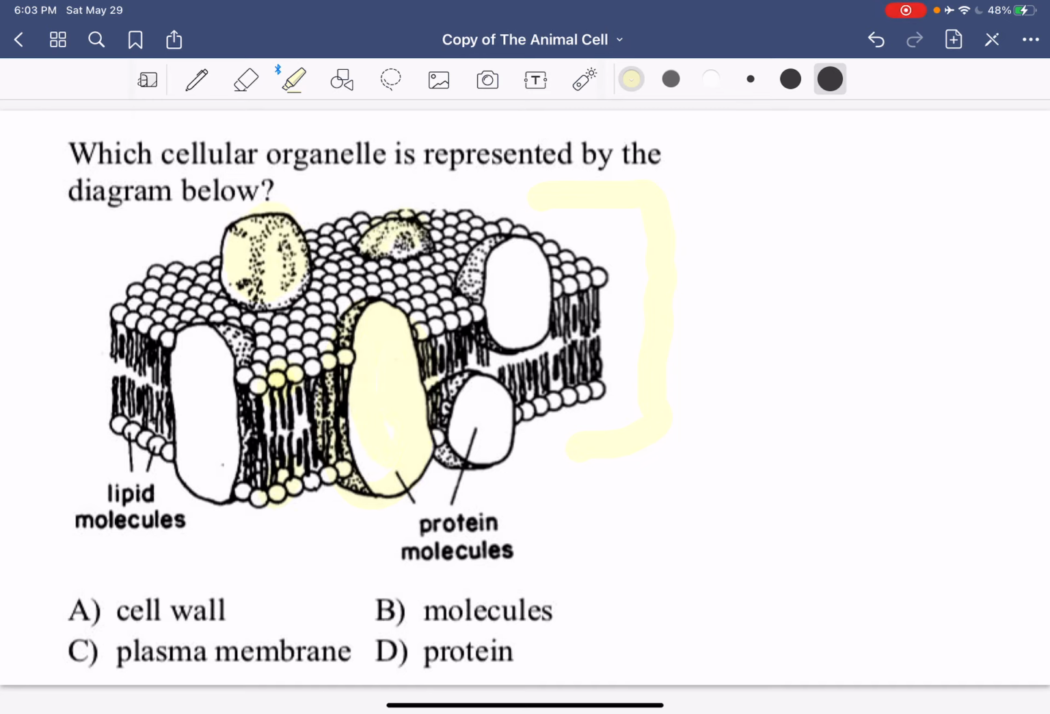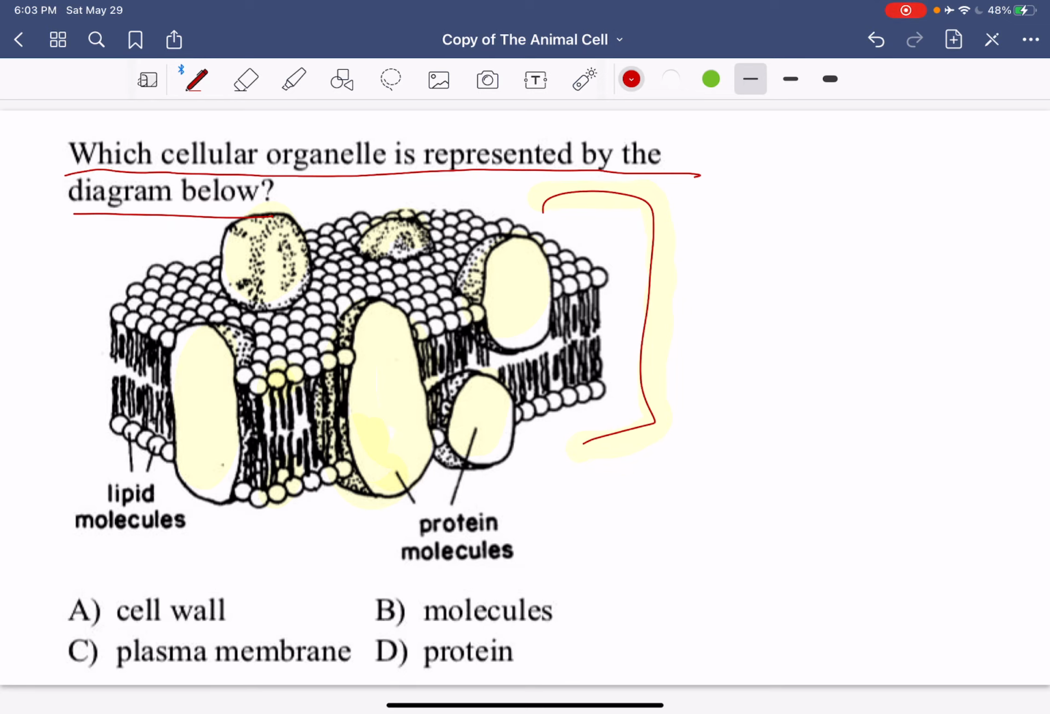Okay, what does it want from us? Which cellular organelle is represented by the diagram below? It's a cell membrane. Oh, but look here. They used the other name for it, plasma membrane, but it's still what it is. That is the answer, guys.